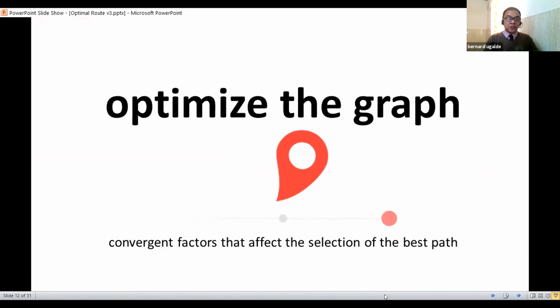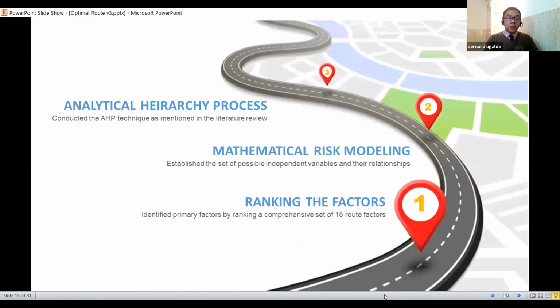Thus, this current research tries to optimize the graph, taking into account many convergent factors that affect the selection of the best route. In order to do this, a survey tool was designed to elicit the relevance of the 15 impedance factors derived from the literature review. The mean values of the survey were computed. Subsequently, interviews were used to triangulate and verify the results of the feedback.